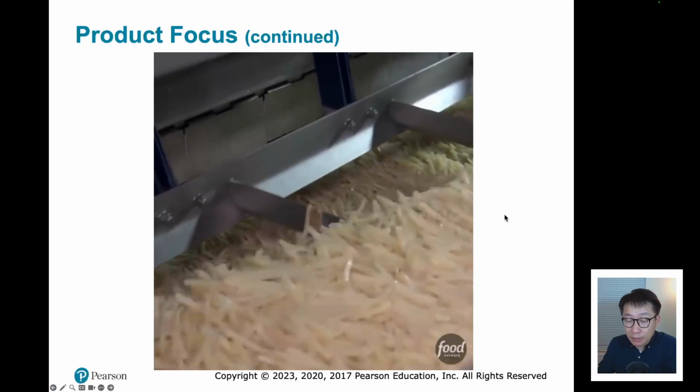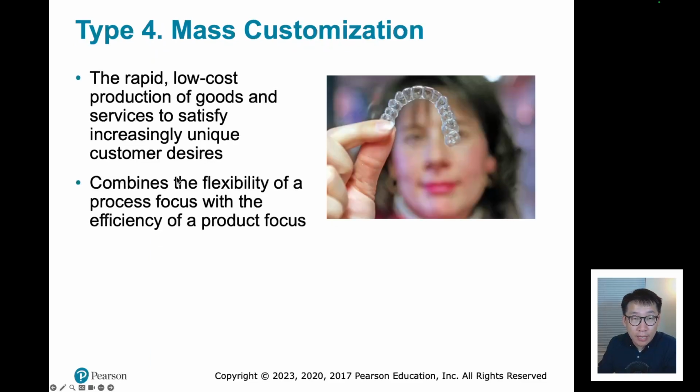Okay, let me look at the next one. So the next one is the mass customization. I think this involves somewhat paradoxical characteristics of the process. For example, it is promised to deliver high volume with a high variety.